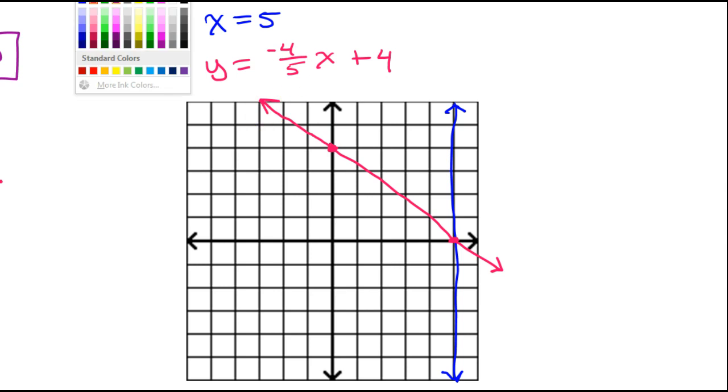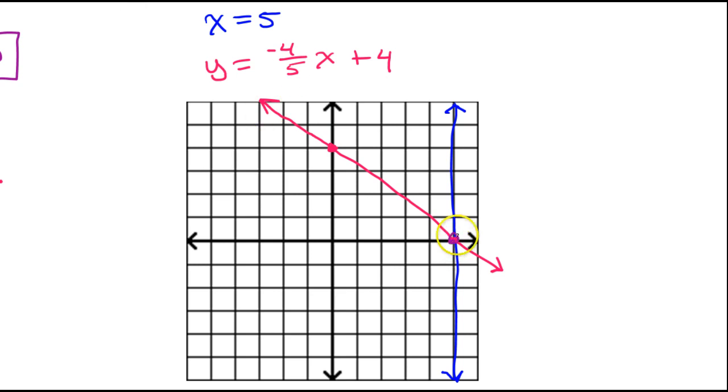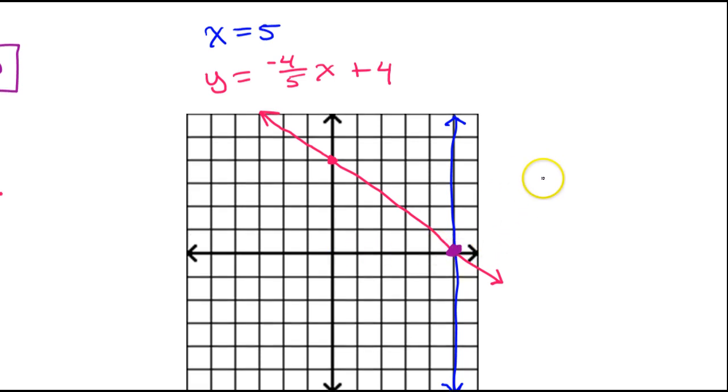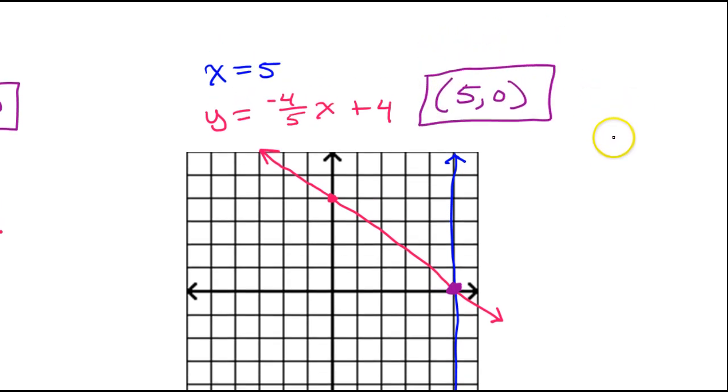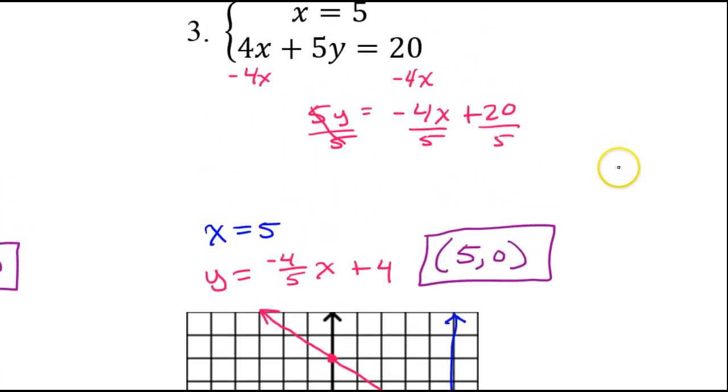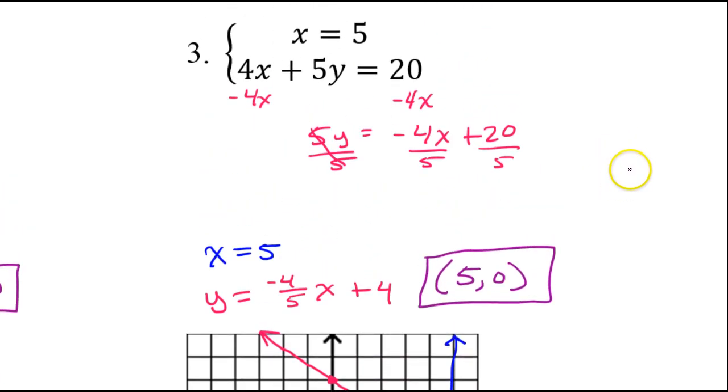Because we can see that the point of intersection is right here at 5, 0. So that is the solution to problem number 3. And that's how you solve a system of equations by graphing.